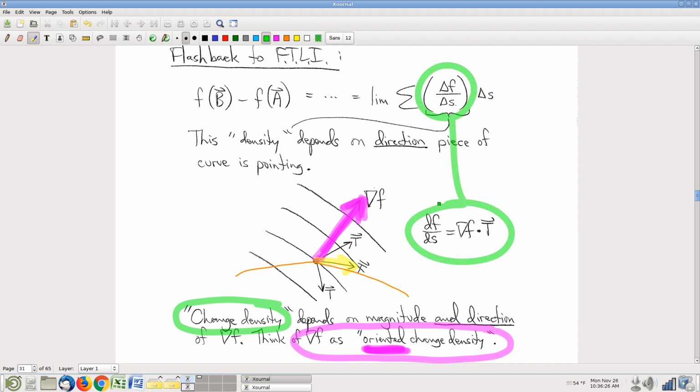So on the one hand, here I'm writing down the integral of gradient f dot t ds, whereas in chapter 13, just because of the convenience of the situation, I was writing down this. And the point is that these are the same thing.